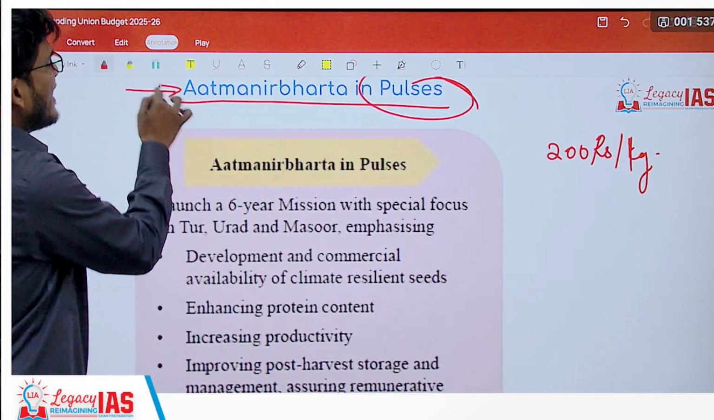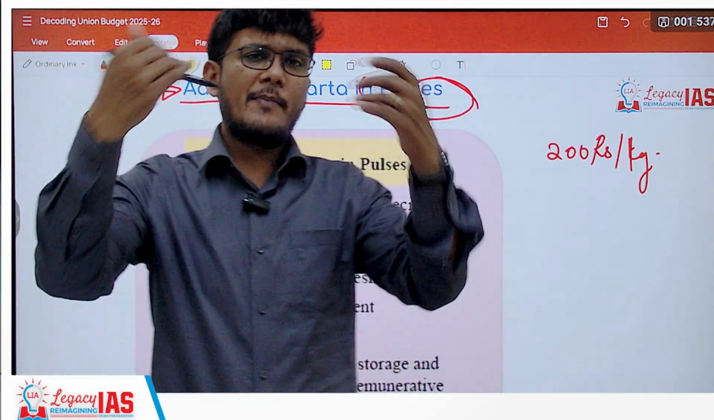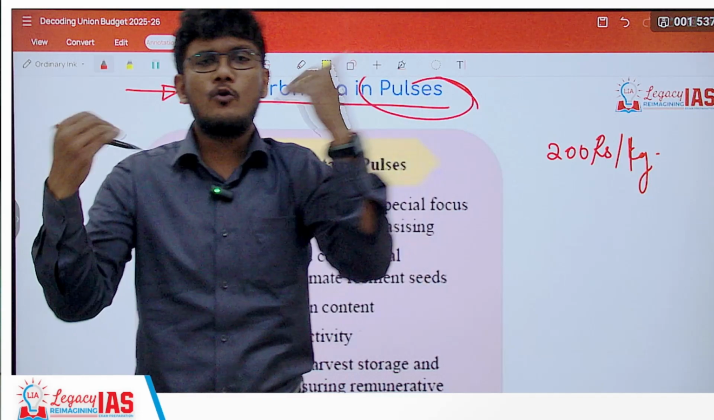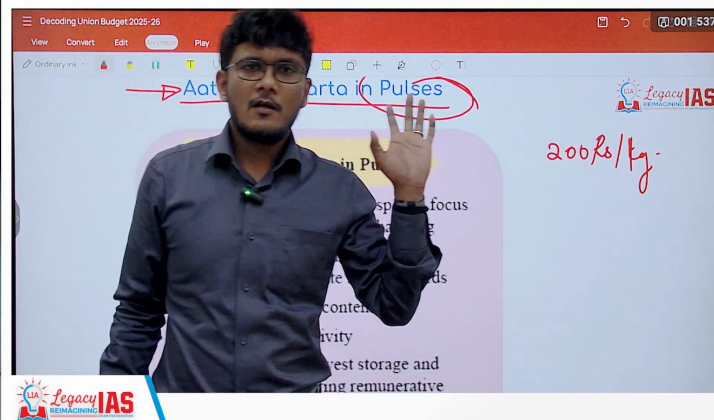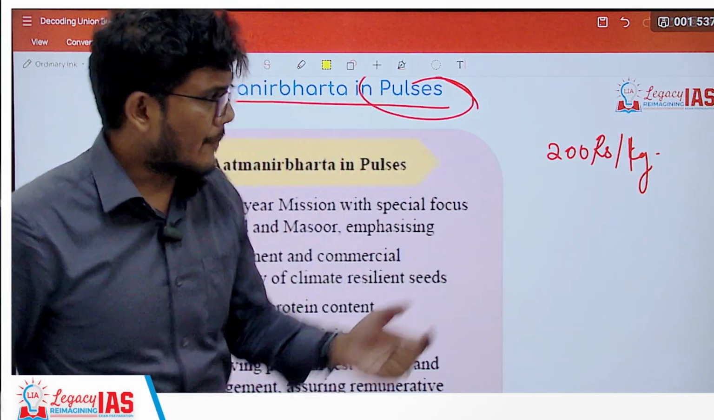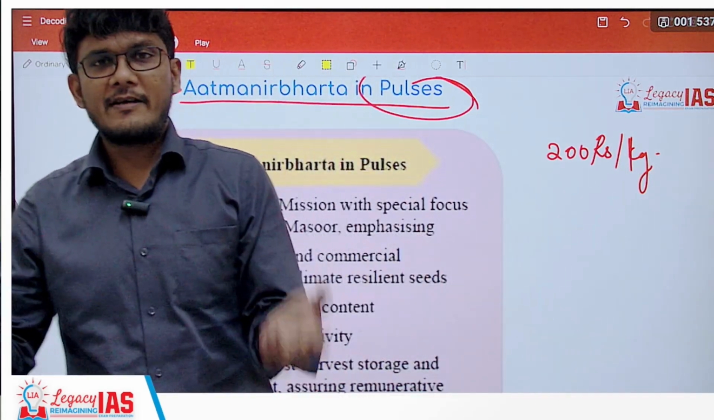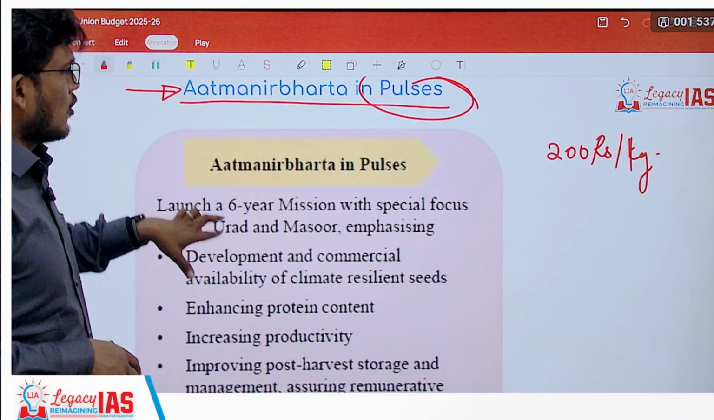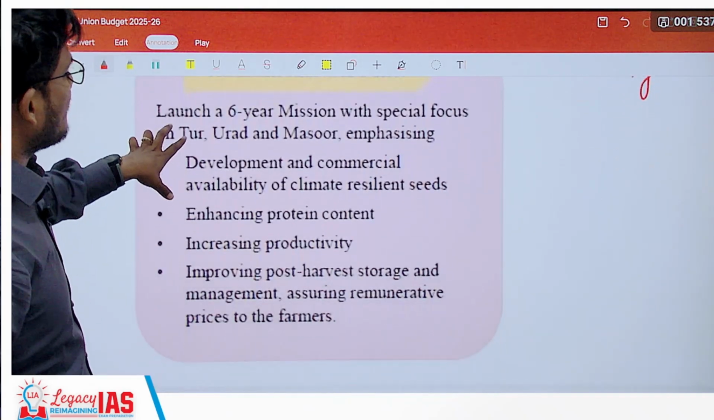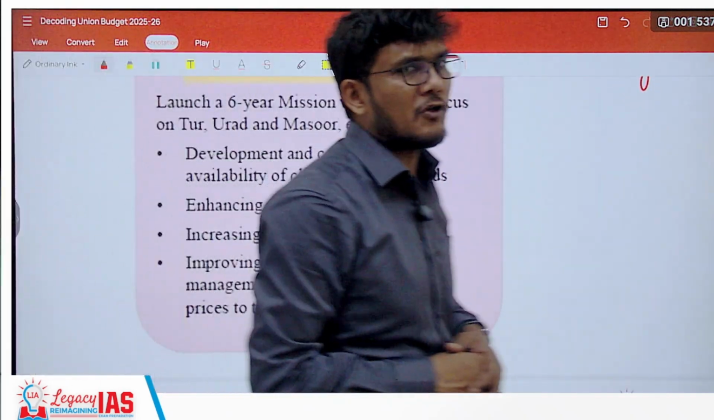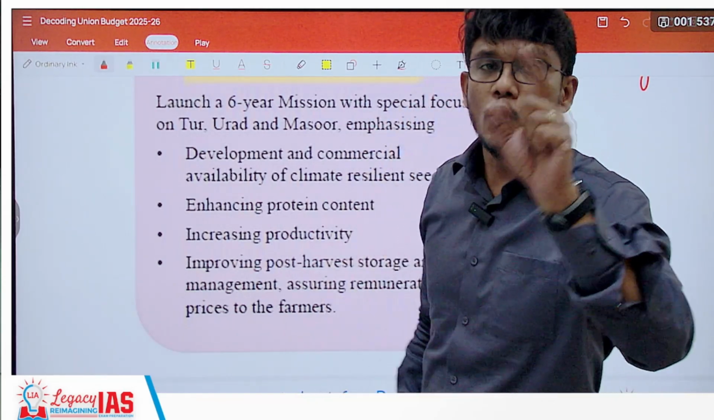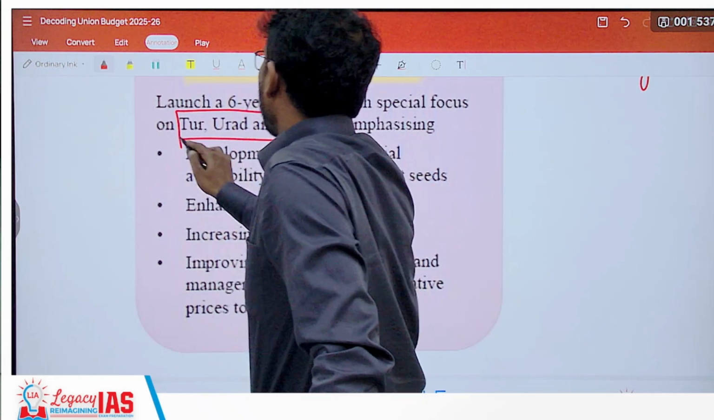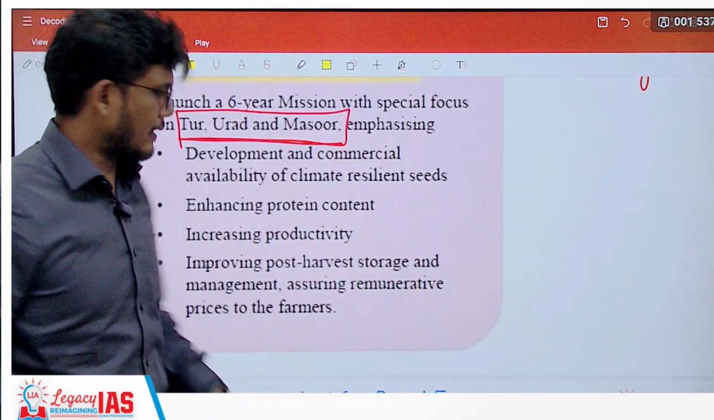Atmanirbhar means independent, self-dependent, depending upon our own self. That means we are independent. We are not dependent on anyone else but our own self for pulses supply. So if we can do that, the prices will come down, and more people will have economic accessibility to pulses. So that is the concept of the government. So it is going to launch a 6-year mission with special focus on 3 things: Tur, Urad and Masoor. So entire pulses, but special focus will be on this.